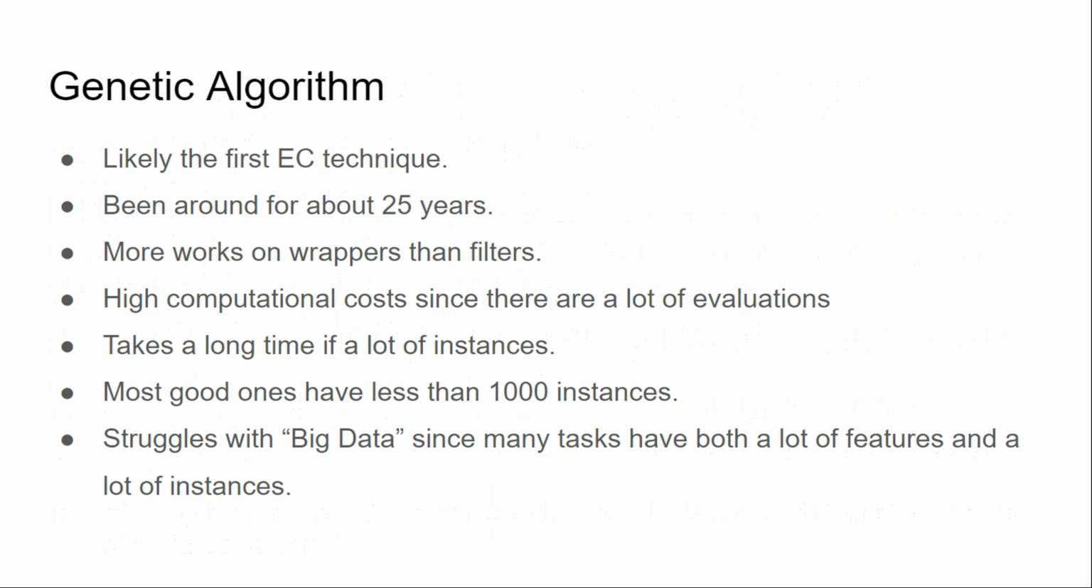So the genetic algorithm is likely the first evolutionary computation technique. It's been around since 1990. Most of the work done on GAs is with the wrapper approach. GAs do not perform well if there's a lot of instances. They're good at handling a lot of features, but if the instances reach more than like 1,000, it struggles. So it's not really that good for big data problems.